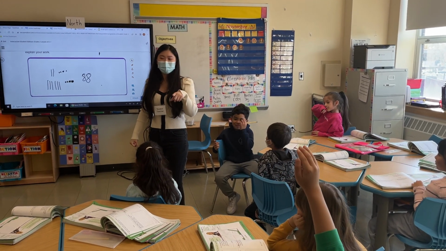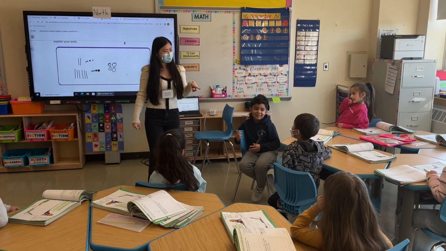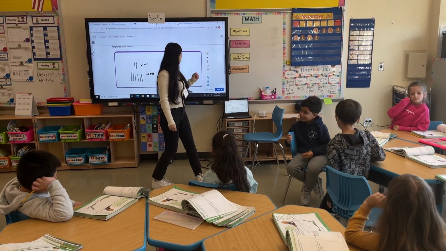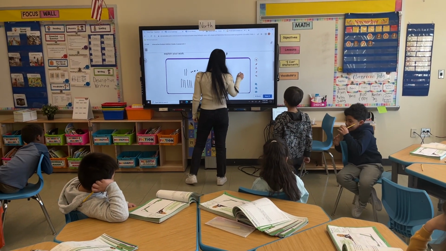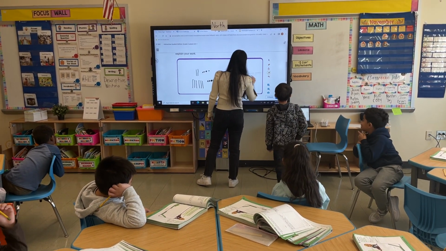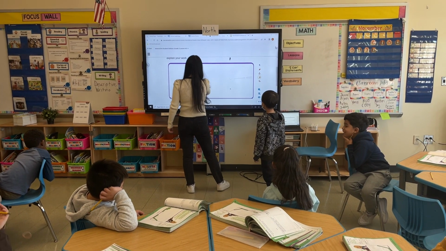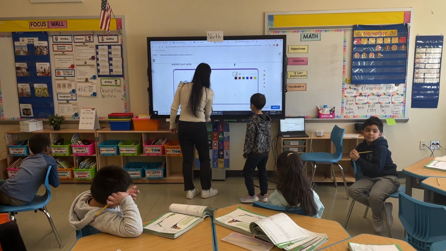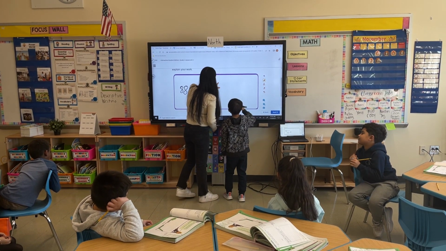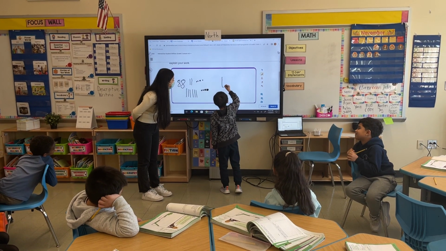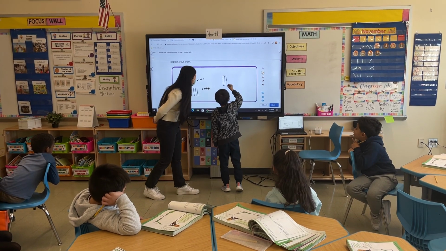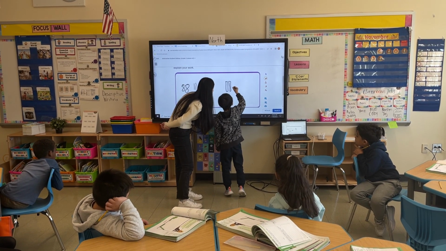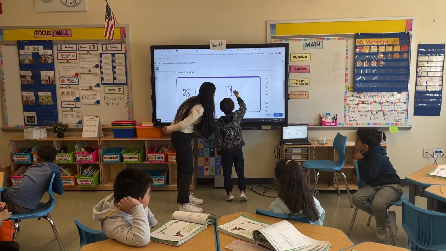I saw another method. Carson, do you want to share your method? Let's go. Oh, you drew the place value? What about another one I saw you have?